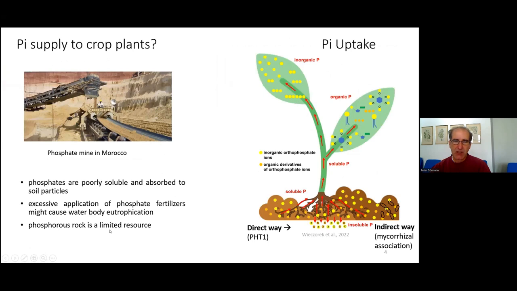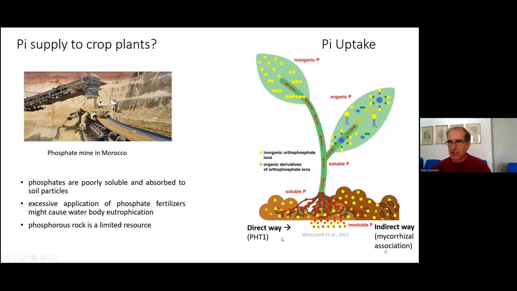Phosphate is limited in the soil because if it is there, it might be insoluble or bound to soil particles. You can find it and harvest it from rocks, phosphorus rocks, which is a limited resource. And if you do so and apply it to the fields, you need to be careful not to do too much, because you easily run into water body eutrophication, because eventually the phosphate is washed out into the lakes and rivers.